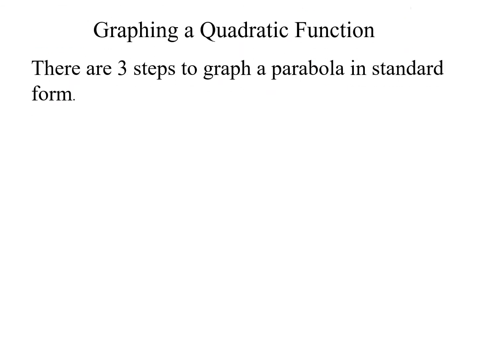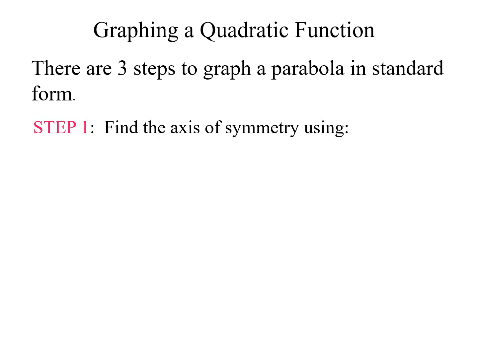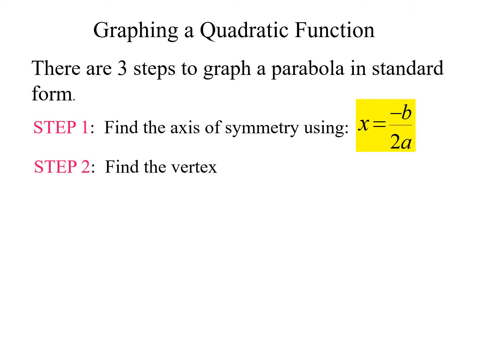Now let us graph a quadratic function. There are 3 steps to graph a parabola in standard form. Step 1, find the axis of symmetry using x equals negative b over 2a. So once we have our x coordinate of the vertex, we need to find the vertex by substituting your x.